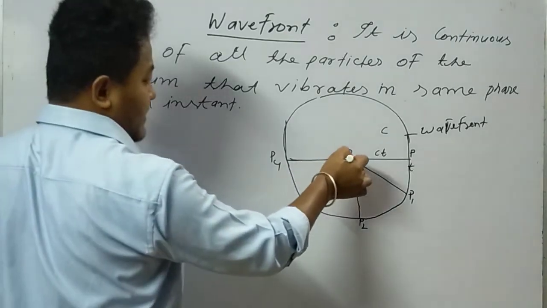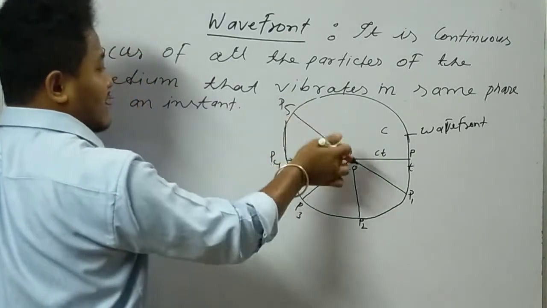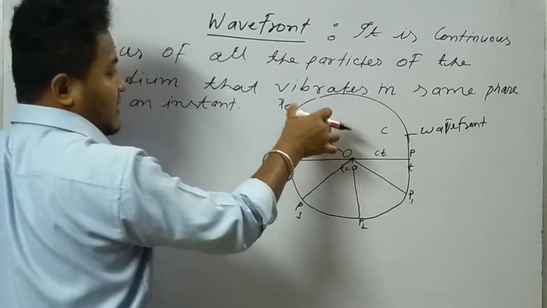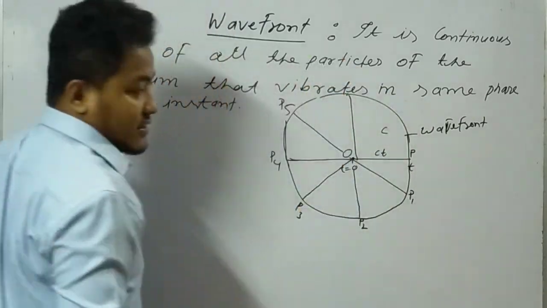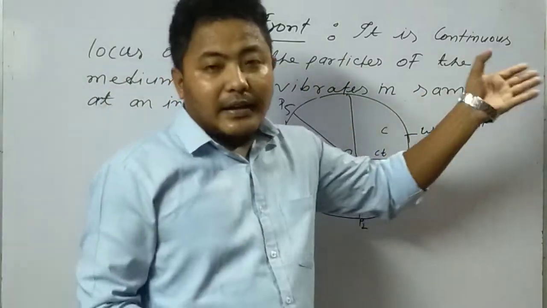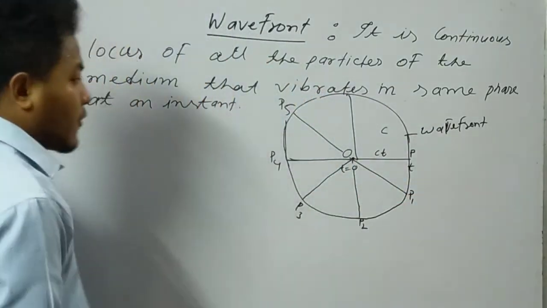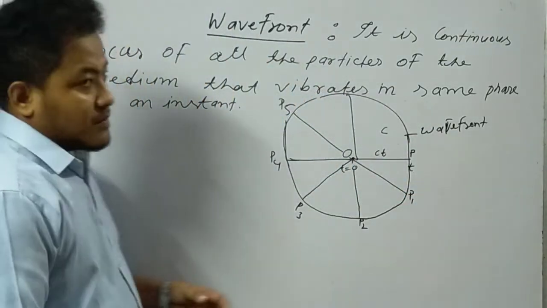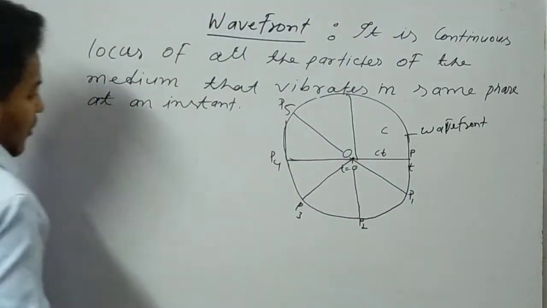If you consider some more points, suppose this is p5, again this distance will be equal to this ct. Again we'll go to this point. If you consider p6, again it will be ct. Like that we'll find a wavefront. That is how a wavefront is produced. Now let's take another example of it.